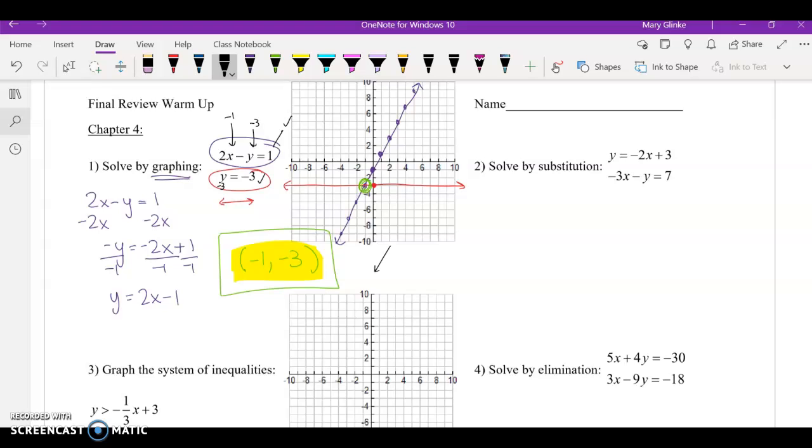Sometimes when you graph it, you might end up with parallel lines. That is going to be no solution. If you end up graphing one line and then the next line you graph is exactly the same line, that is going to be infinitely many solutions.